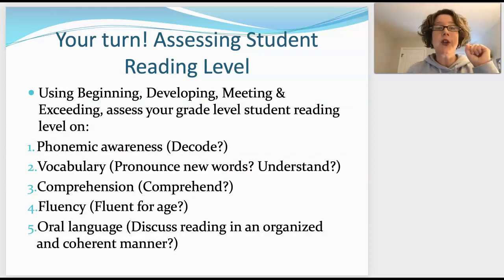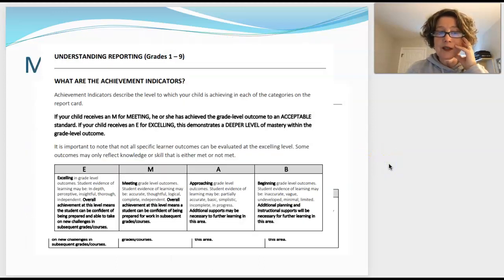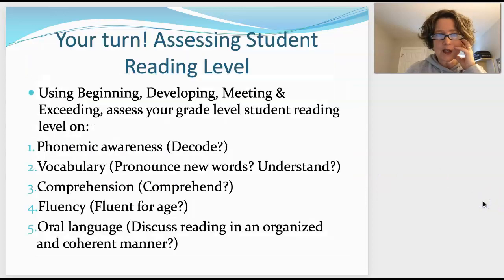Now it's time for you to start to think about how you will assess students. So using beginning, developing, meeting, and exceeding, or I should have put excelling, meeting, approaching, beginning. Sorry, use these terms. I should change that. Actually, I could just change that right now. So use the EMAB terms.